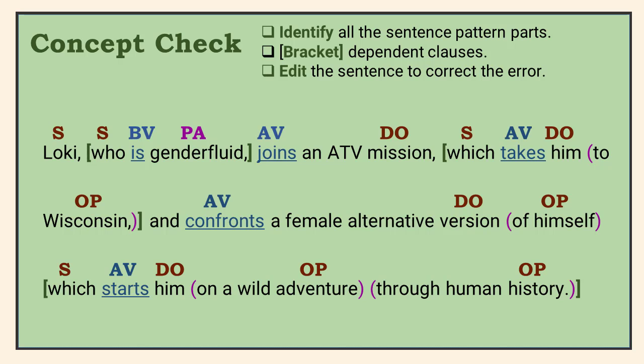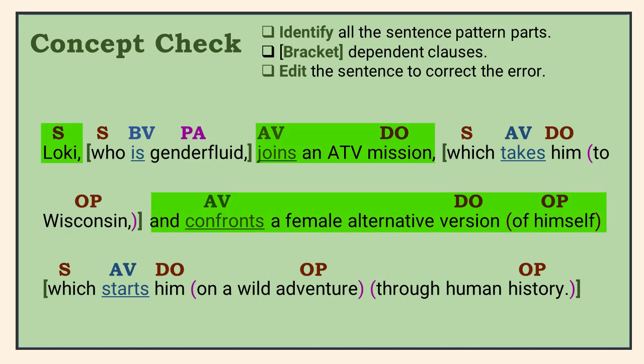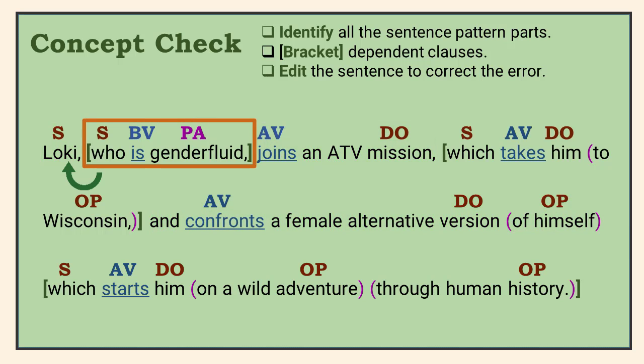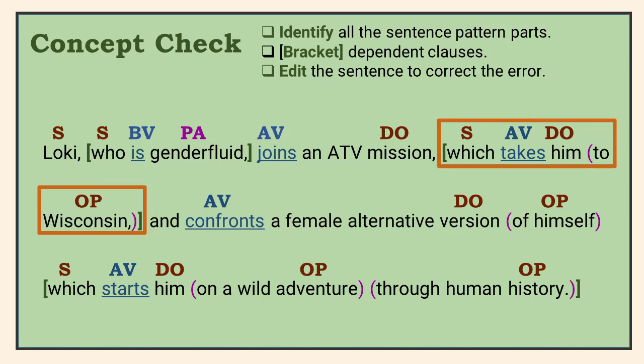Let's start with the independent clause. Loki joins a TVA mission and confronts an alternative version of himself. Loki is the subject of the compound verbs joins and confronts. Each of the verbs has its own direct object. Loki joins mission and Loki confronts version. This relative clause describes Loki with who as the subject and gender fluid as a predicate adjective following the be verb. The second relative clause describes the mission, which stands in for mission and functions as the subject of the action verb takes. Him is the direct object.